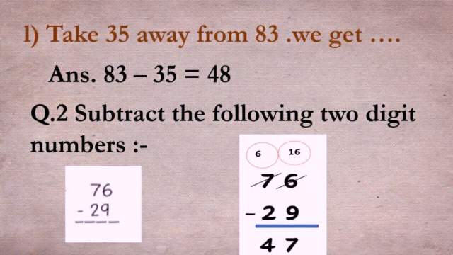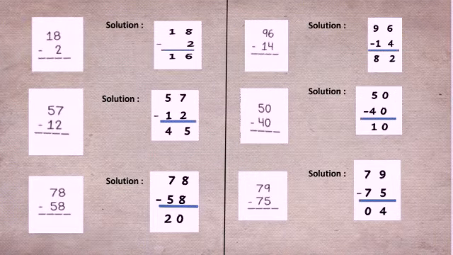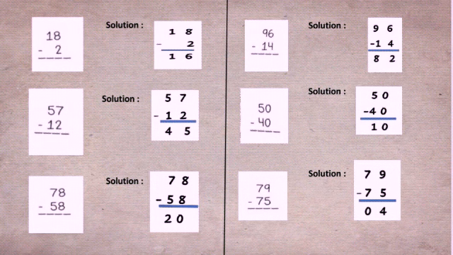After that, question number 2 is column-wise subtraction. It is a 2-digit subtraction. First of all, 76 minus 29. Here in the first column, the ones place, 6 minus 9. We can't subtract 9 from 6, so we have to borrow. Just see the procedure I have shown here and check your answers with me.